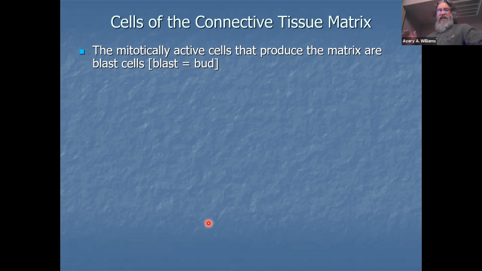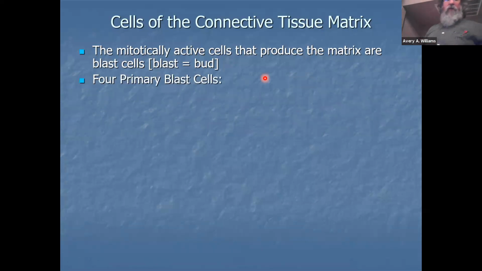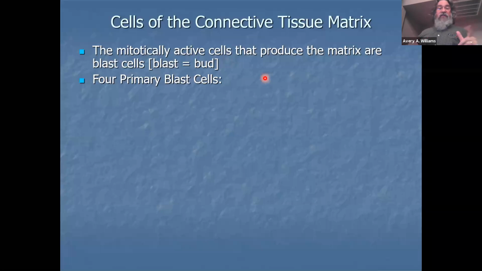See that, blast, B-L-A-S-T? The word blast literally means bud. Now, what's a bud? Like a flower bud. What's a flower bud? Well, it's the flower before it's a flower. It's an immature flower, it's going to become a flower. Well, a blast cell is like the immature cell. Anytime you see so-and-so blast, it's an immature cell. It's going to become some kind of specialized cell. So I want you to know about the different types of blast cells.